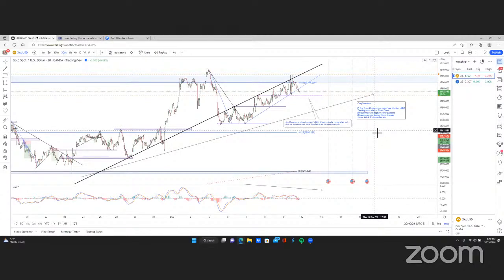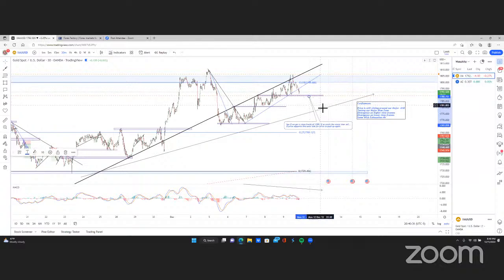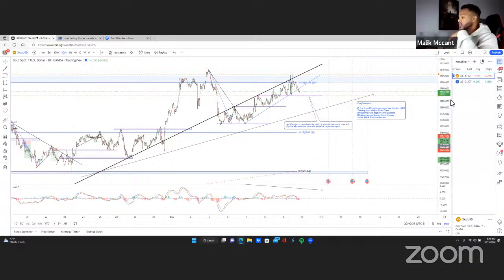If not, catch a retest and ask a sell. If price supports this zone, look for price to push up. Somebody's reading the notes, so they need to mute their mic. Can you please mute your mic?